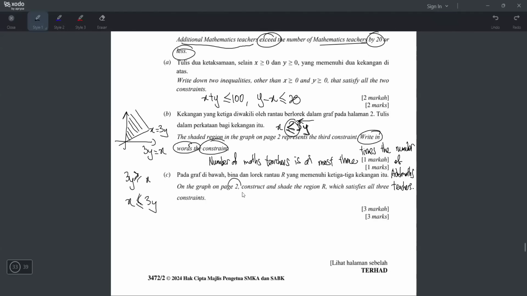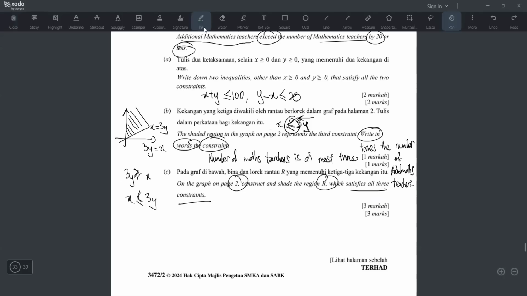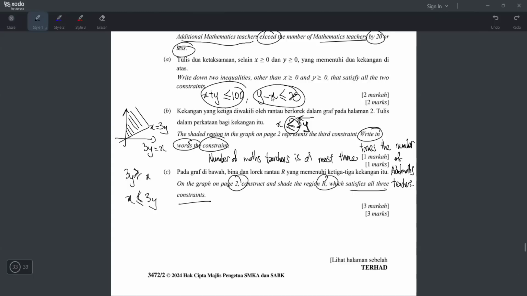Okay, now let's do C. C dia kata on the graph on page 2, construct and shade the region R which satisfy all 3 constraints. But okay, means they want you to go to the graph paper and complete the shaded region for the 3 lines lah. Tapi dia sudah lukis salah satu line, right? But before you go to the graph, you actually need to find the points for these 2 lines first.